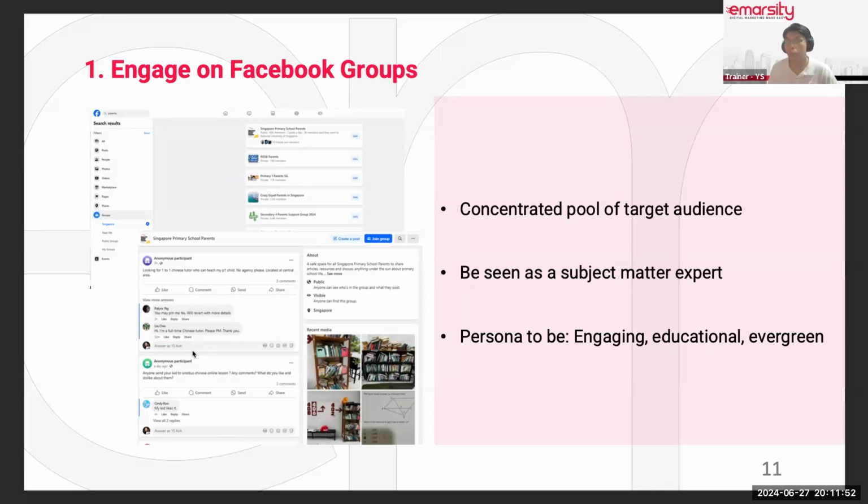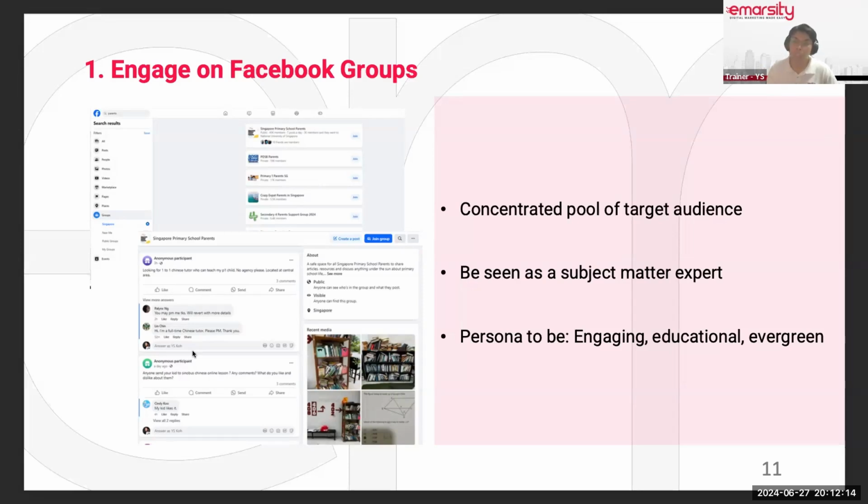So 3 things you want to do in a Facebook group. First, listen to what the group is talking about. Second, engage. Answer questions, be seen as a subject matter expert. They may not have ready business for you, but the next time they recall that they need your service, they think of you because you are the subject matter expert that responded to them.